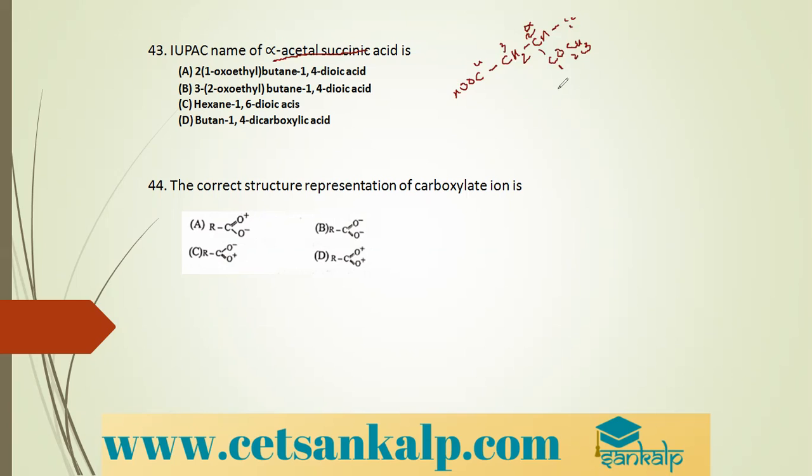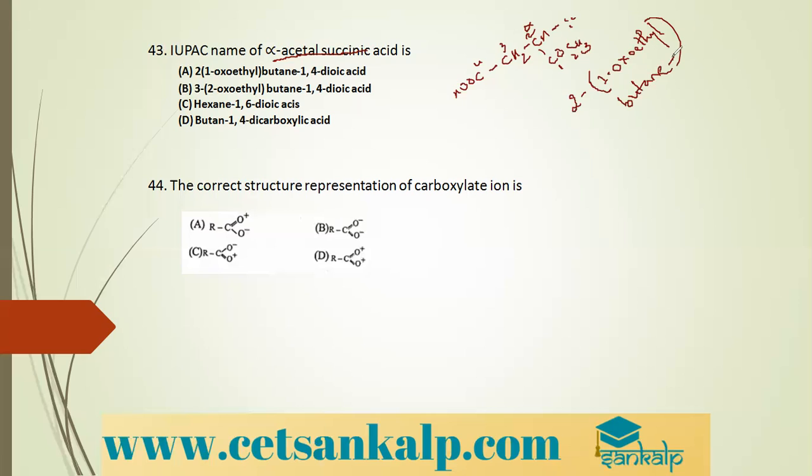So what is the IUPAC name? On the second carbon, there is a COCH3 group. On the second carbon there is a complex substituent, and on that, the first carbon atom has a carbonyl group. So it is nothing but 1-oxoethyl. This is the substituent. How many carbon atoms in the main chain? 4 carbon atoms, all single bonds.